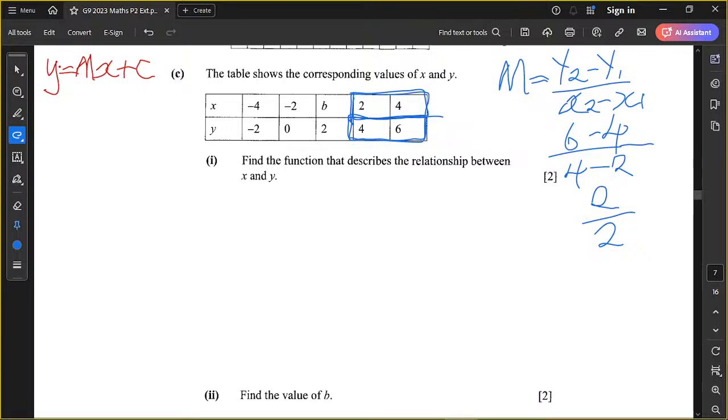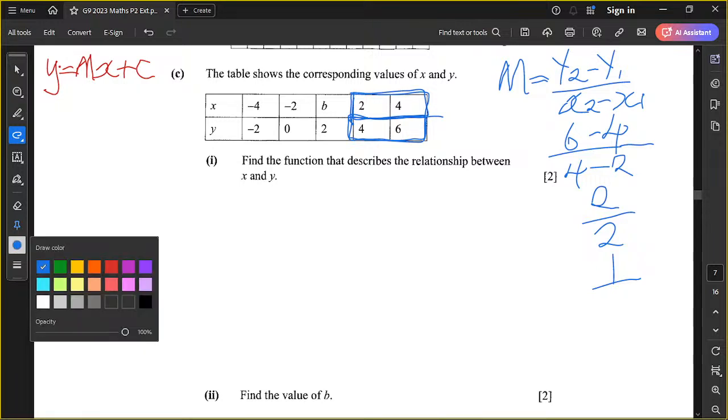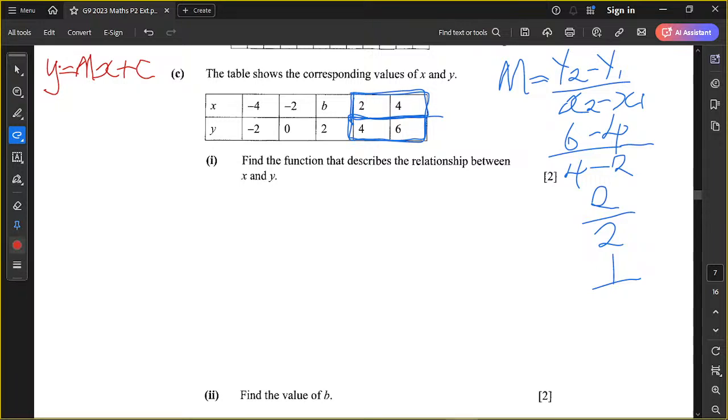We divide 2 by 2, which will give us 1, which means the gradient is 1. Therefore, when we come to this side, we can say the function is y is equal to, where there is m, we put 1, x plus c.